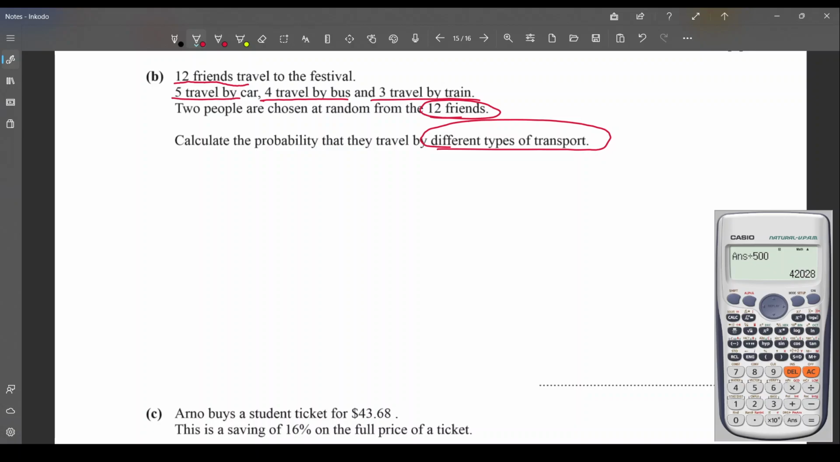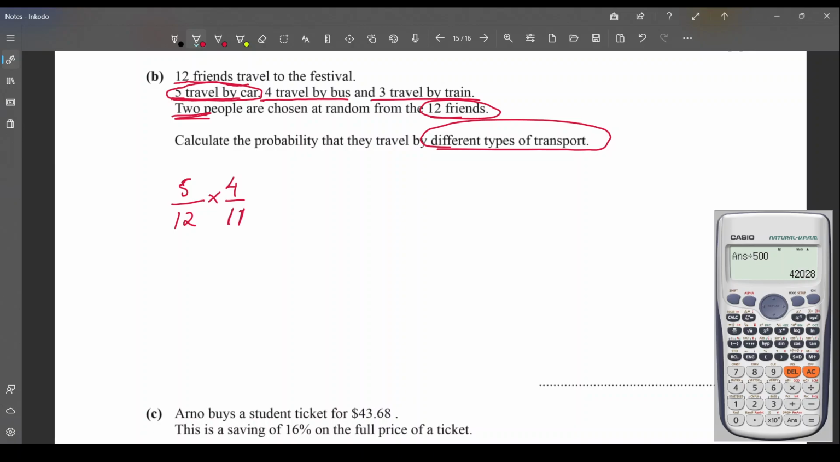You know that the number of people who traveled by car is 5, right? So the probability that a person traveled by car is 5 by 12. Because they are selecting 2 people, if again they are selecting by car only, out of 5, 4 will be left, and out of the 12, 11 will be left. That is conditional probability.